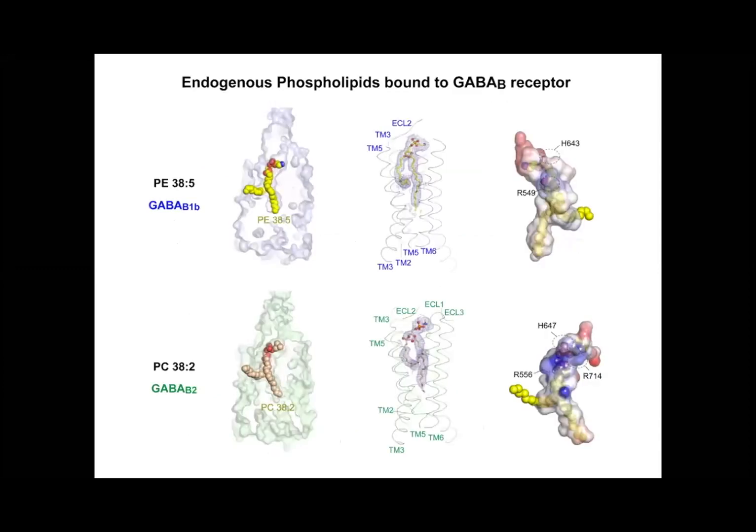As shown here, we further assigned one phospholipid to each GABAB subunit based on the size difference of their head groups. PE has an ethanolamine in the head group. In contrast, PC has a larger choline group. The lipid density in the GABAB2 TM domain has a bulkier head group that can accommodate PC.